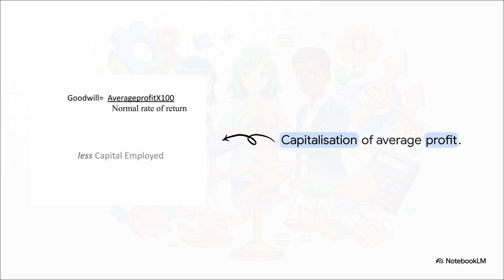For the capitalization of average profit, goodwill equals your average profit multiplied by 100 divided by the normal rate of return, minus capital employed. That first chunk of the equation tells you the total capital value your business should theoretically have in order to generate your current average profits. Then, you take that massive capitalized value and you subtract your actual capital employed, meaning the physical money and assets you actually have sitting in the business. The difference between the massive capital your profits imply you have and the physical capital you actually have, that difference, right there, is your invisible asset.